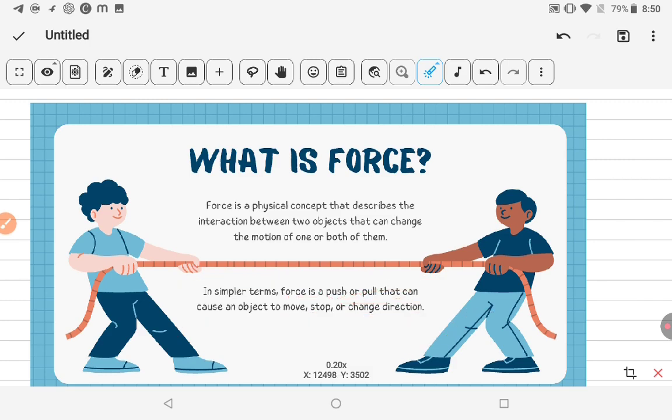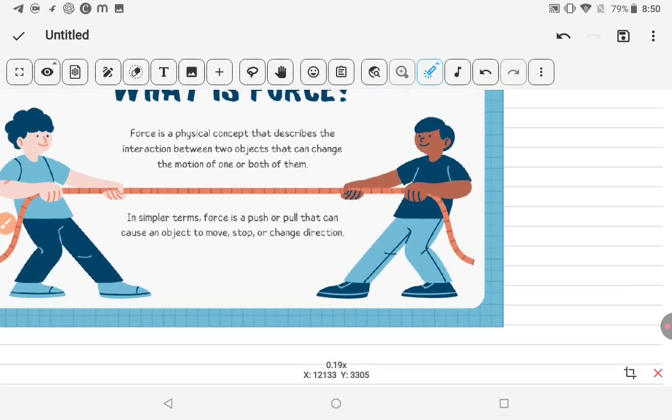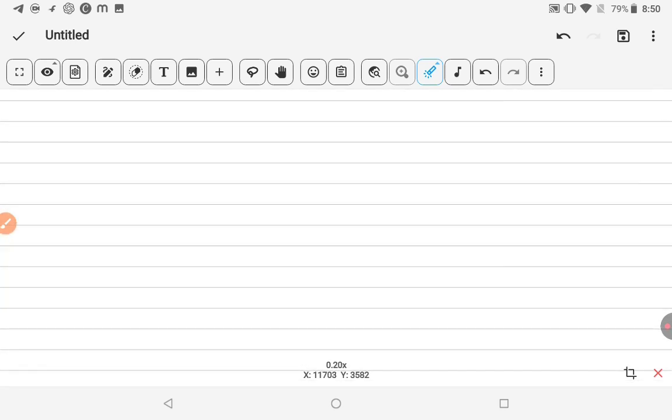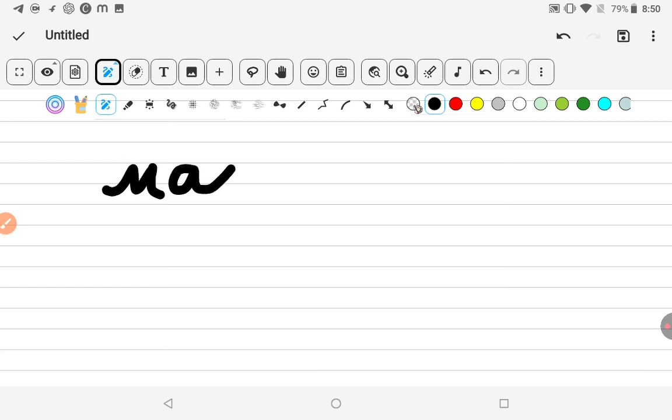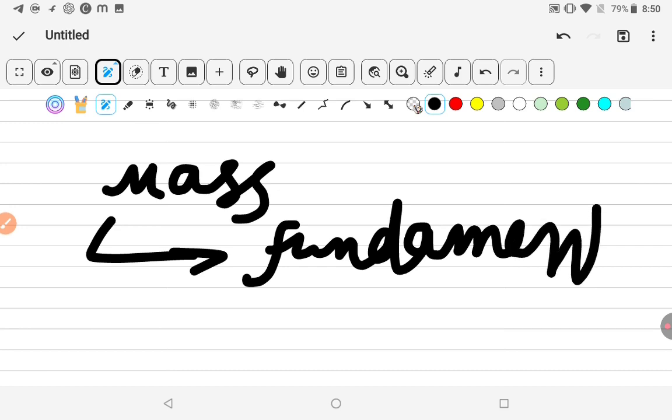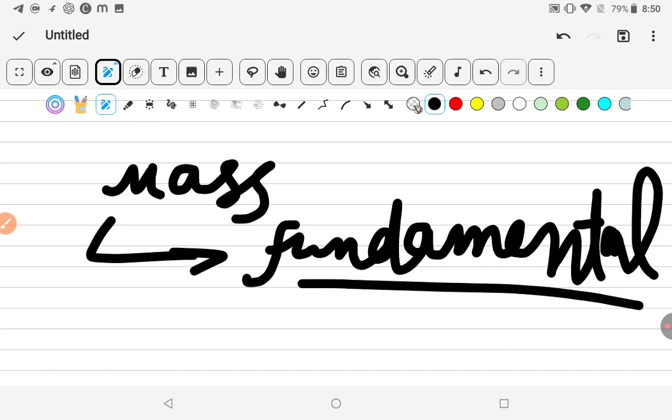But before moving any further about what force actually is, let's first know what mass is, because this will help us understand more easily. What is mass? Mass is a fundamental property of a body. Fundamental means a basic thing, a base of everything. So it's the fundamental property of a body.